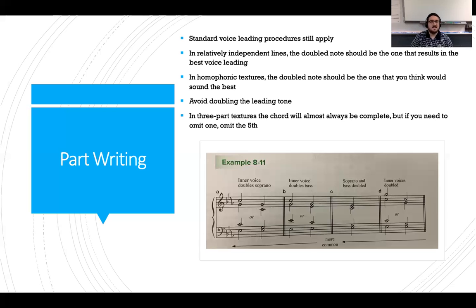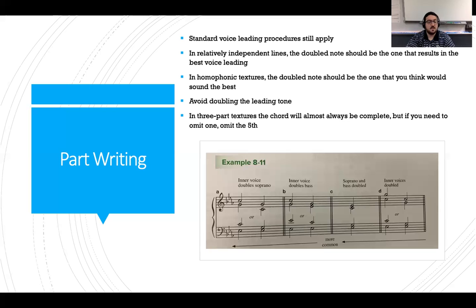And probably our least common, not saying that it's necessarily incorrect, but the least common would be the inner voices doubling each other. In this case, the alto and the tenor doubling the C. It doesn't sound horrible to me, but to me it doesn't sound correct. It is just not what you usually do. But again, it's fairly subjective, whatever you think would sound the best, as long as it works part writing wise, as long as you're not doubling a leading tone, creating parallel fifths, things like that. Go wild, do whatever you want.